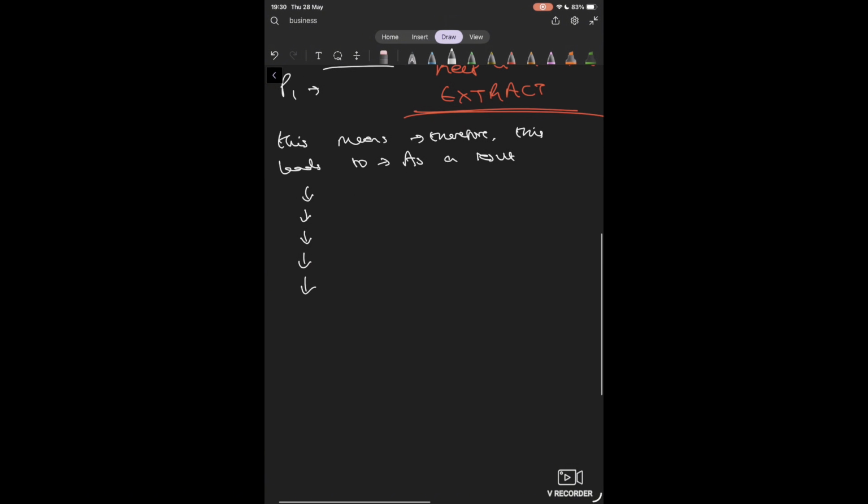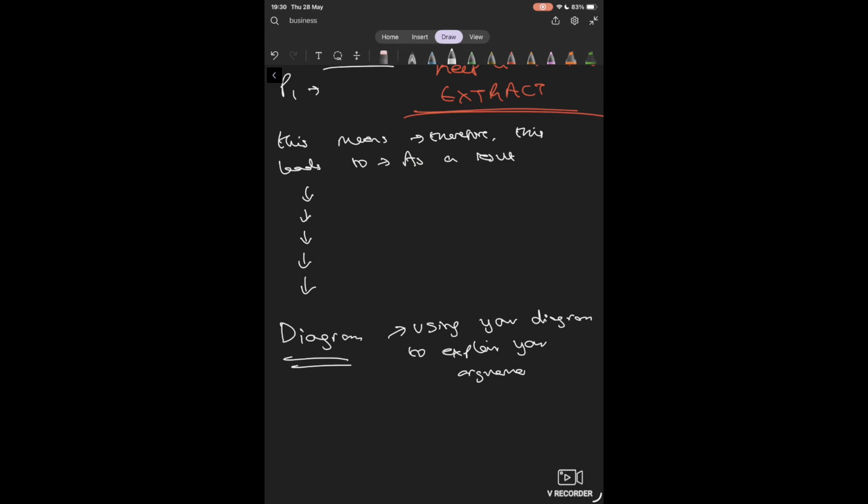And then obviously a diagram. At the same time, a diagram is key. Using your diagram to explain your argument. Come on, guys. That's just essential. Using your diagram to explain your argument, for a 9 marker specifically, game over. That's just cash. And then you wrap up with your conclusion.